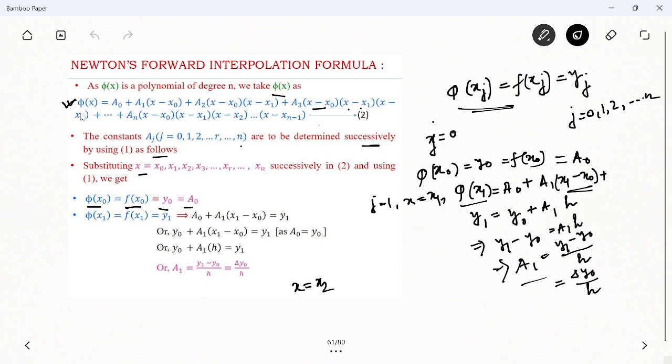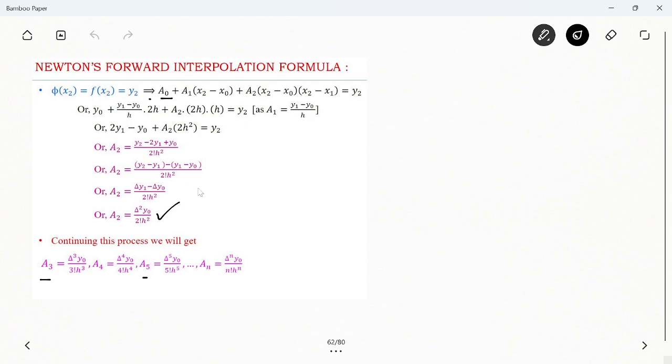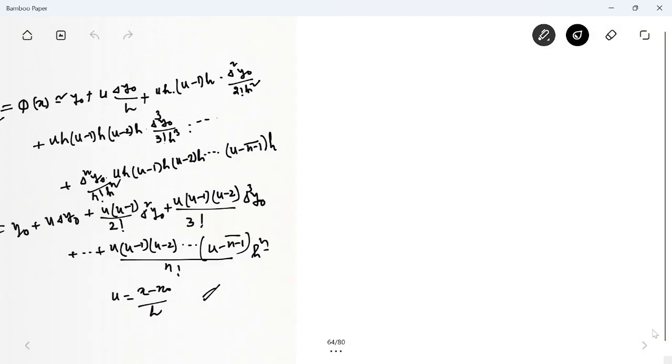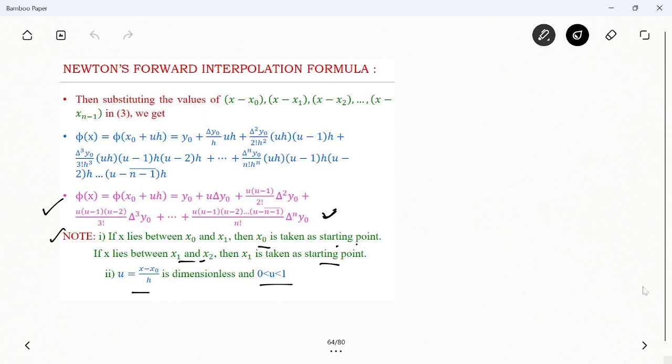After that, we assume this polynomial. Then we have to find the constants a0, a1, a2 and so on. Then we substitute these values and find these constants successively. Then we find this formula. Then we use this substitution. With the help of this substitution, our formula is easy to handle. We get this formula lastly, and with the help of this formula, we solve some problems.